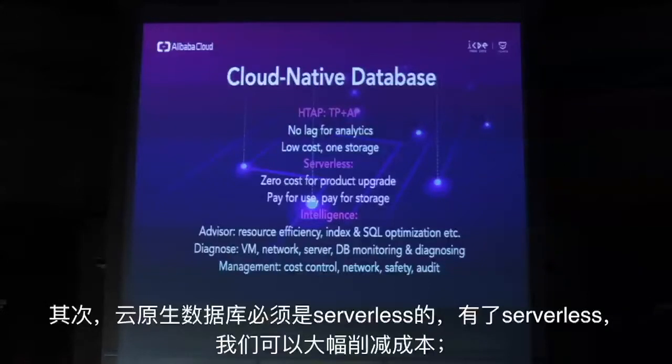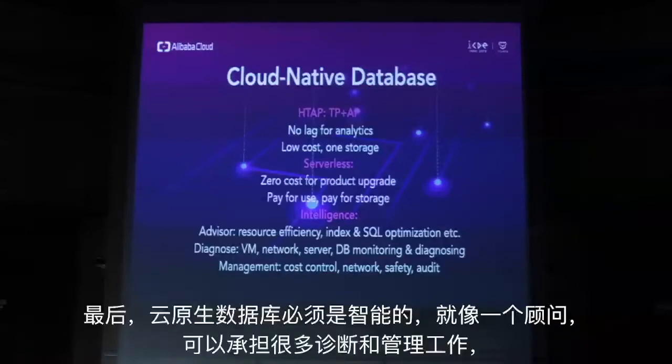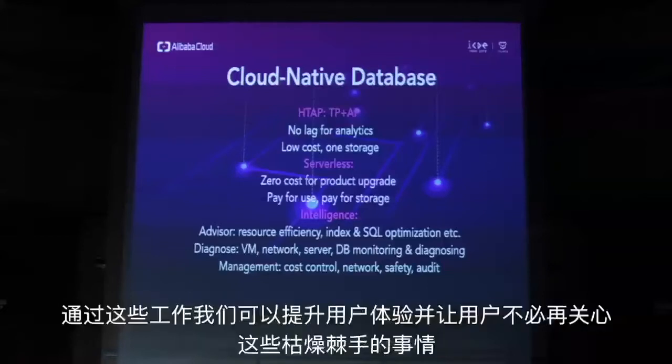Second, a cloud-native database must be serverless. With serverless, we can largely cut the cost, and it must be smart and intelligent. Like an advisor, can do diagnosing and management jobs. Through this, we can improve the experience and keep users from the boring and tough things. Okay, let's talk about them in details.